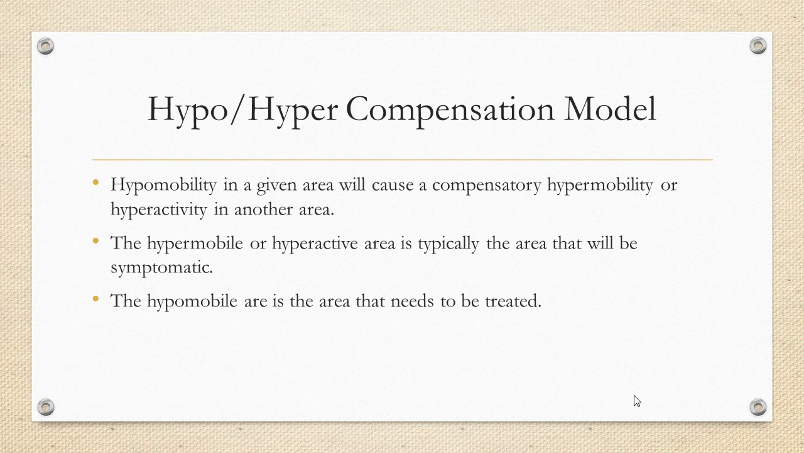In the example I gave, pain is the major complaint of patients, but often that can lie in a different area from where we find the dysfunction. In the example, the patient presents with shoulder pain, but their actual primary dysfunction is in the cervical spine. One of the things that we often see is a hypo or a hypermobility. So in order to understand that, we need to understand the hypermobility compensation model. If we have a hypomobility in a given area, this often will cause compensatory hypermobility or hyperactivity in another area. The hypermobile or hyperactive area is typically the area that will be symptomatic, but the hypomobile area is the area that we need to treat as clinicians.